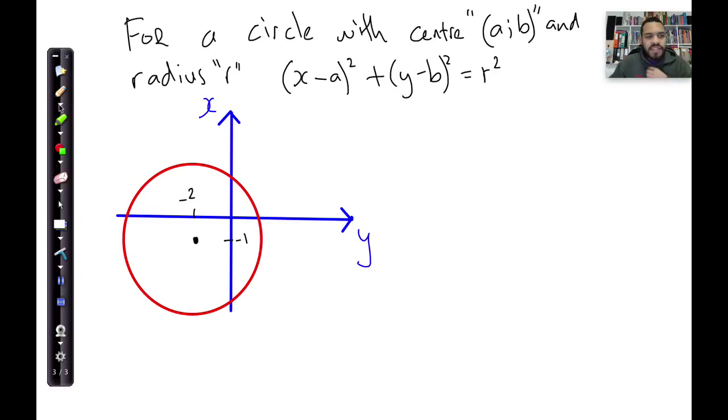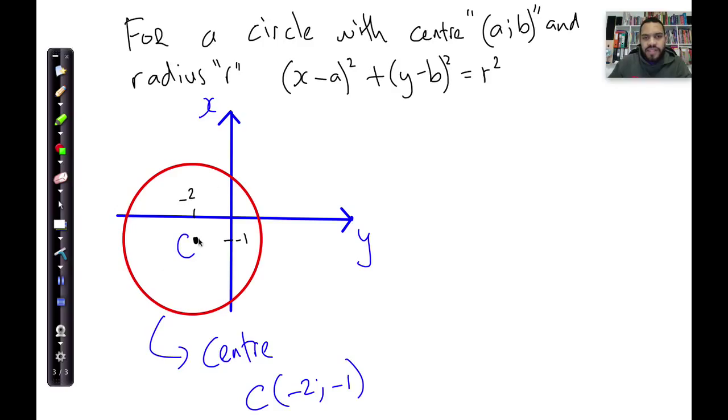Now, given this, if you see what we've got over here, the only thing you really need to do is say, well, okay, that center, that dot has got coordinates, right? If you read it off from there, the center for this particular circle has got coordinates. Let's call that point C, or M, or whatever you want to call the center of the circle. It's got -2 on the X and -1 on the Y.